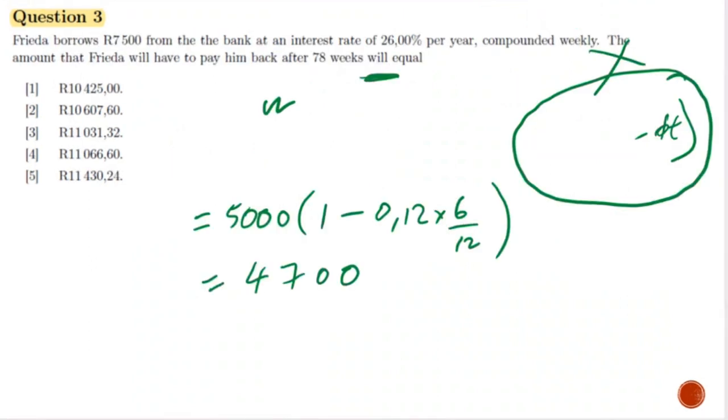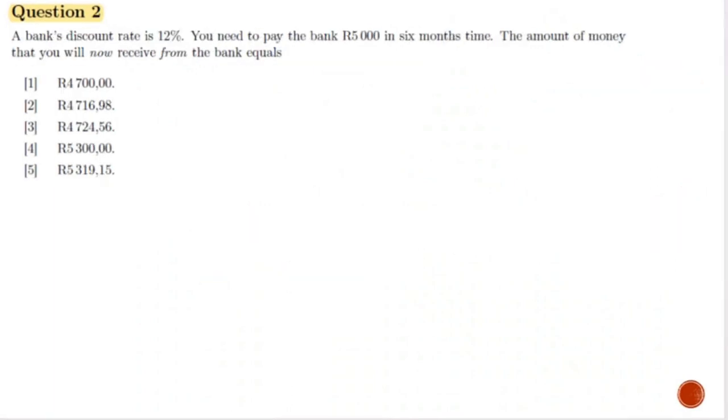Hello, madam. I'm just curious to know, with question two, there's nowhere specified that it is simple discount. And when I think of a bank, I automatically think that any interest is going to be compounded. So I was just wondering what indicates there that we need to use the simple discount formula.